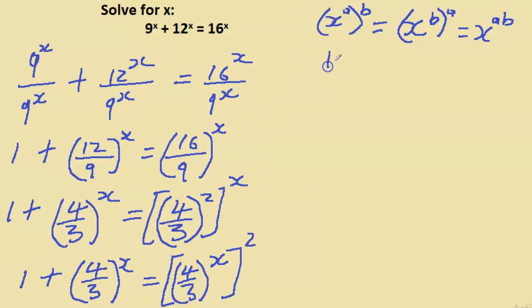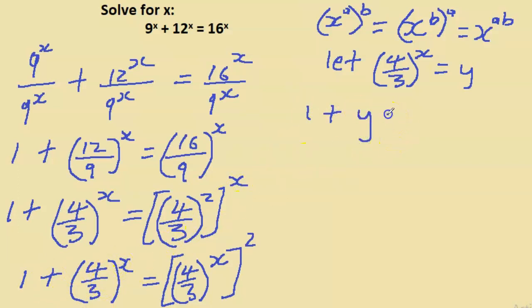So we can let 4/3 to the power of x be equal to y, and of course we can use substitution. So we have 1 plus y, replacing 4/3 to the power of x with y, and again 4/3 to the power of x replaced with y, so we end up with y squared, and we end up with a quadratic. So let's put everything on one side: 0 equals y squared minus y minus 1. So we have a quadratic equation there.